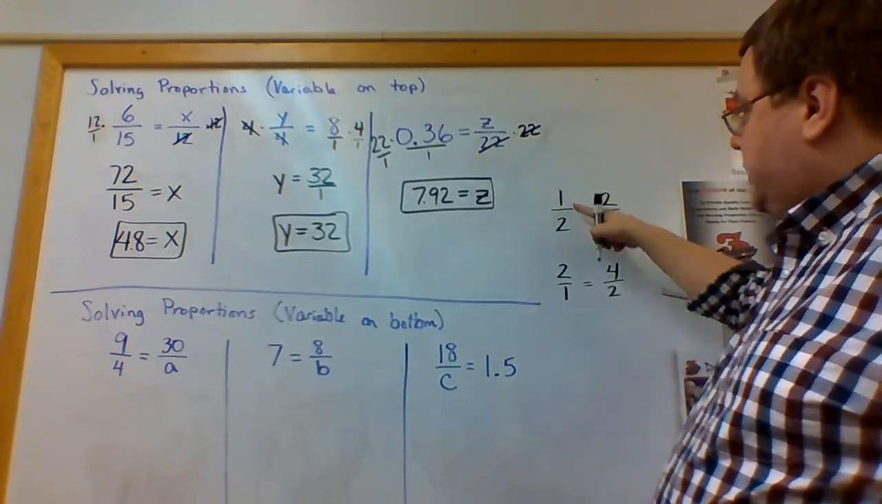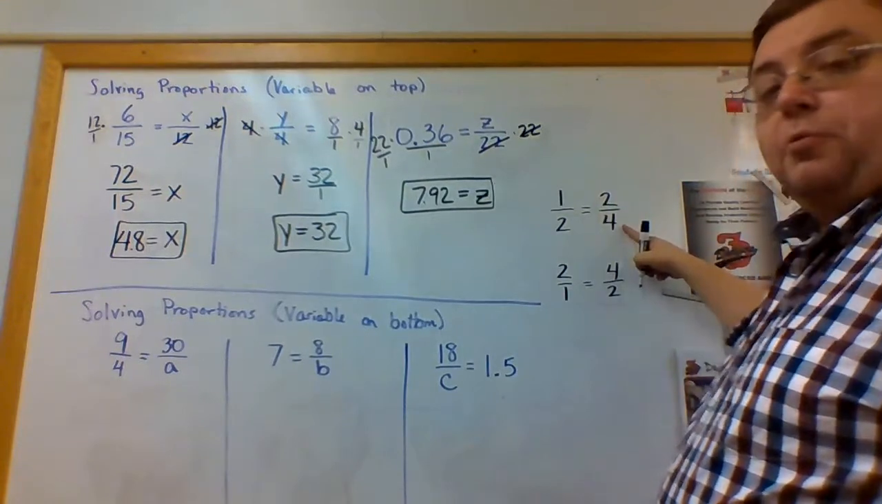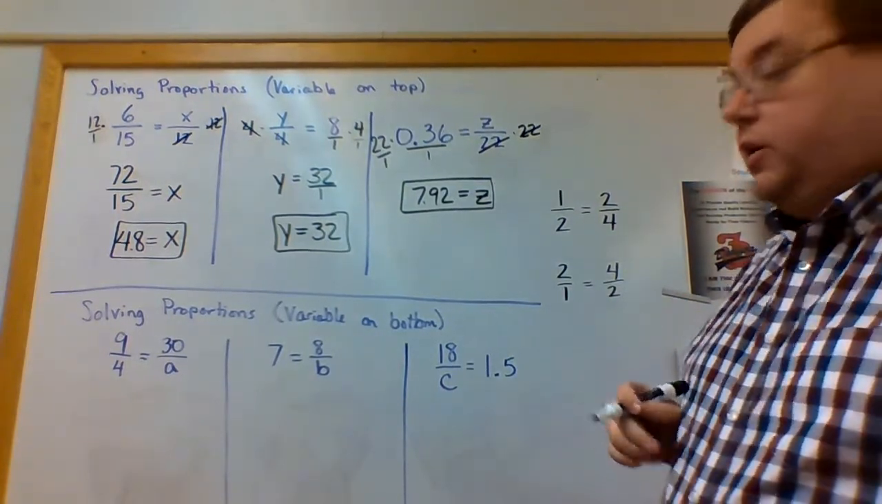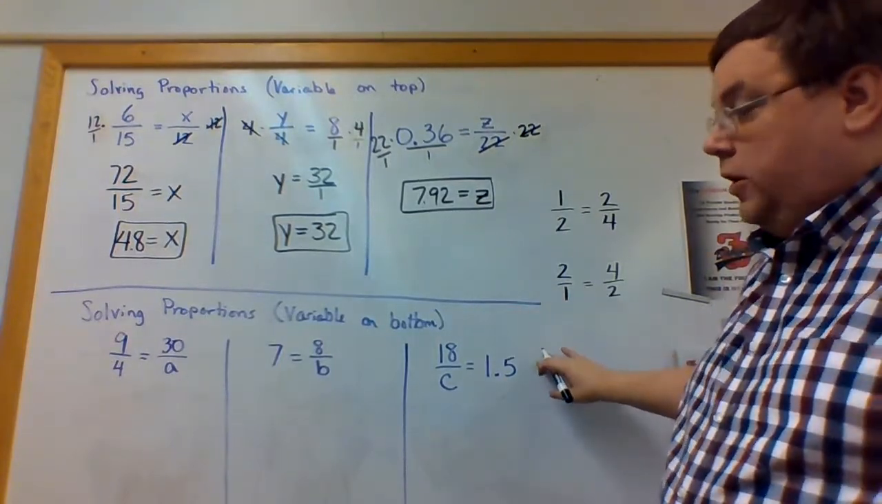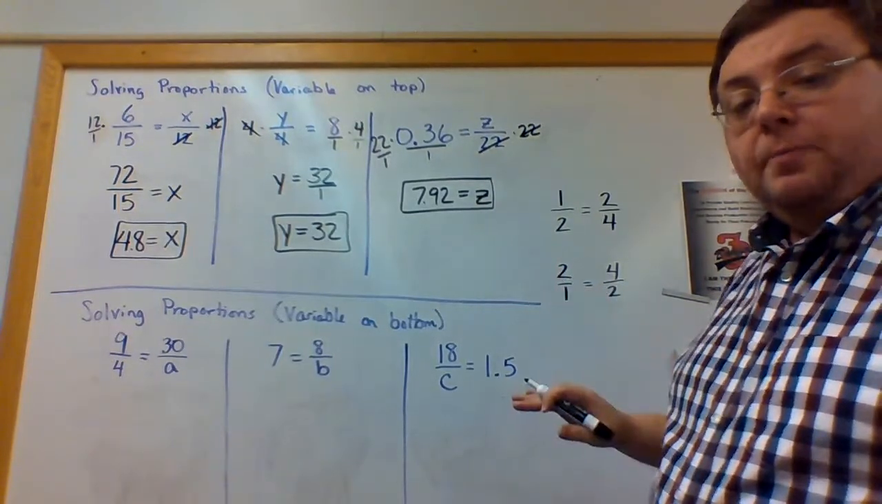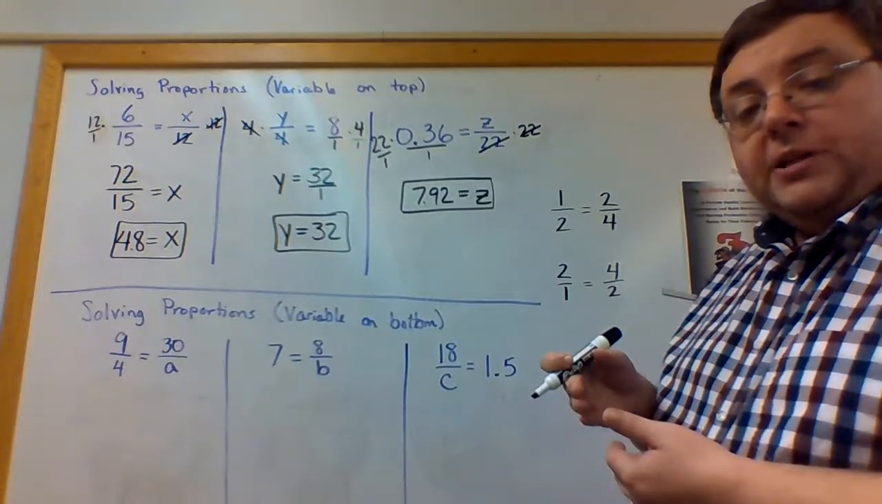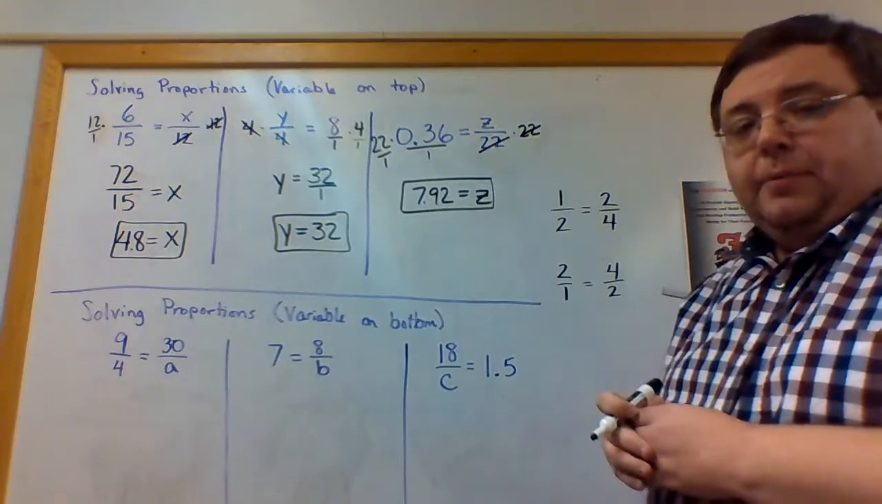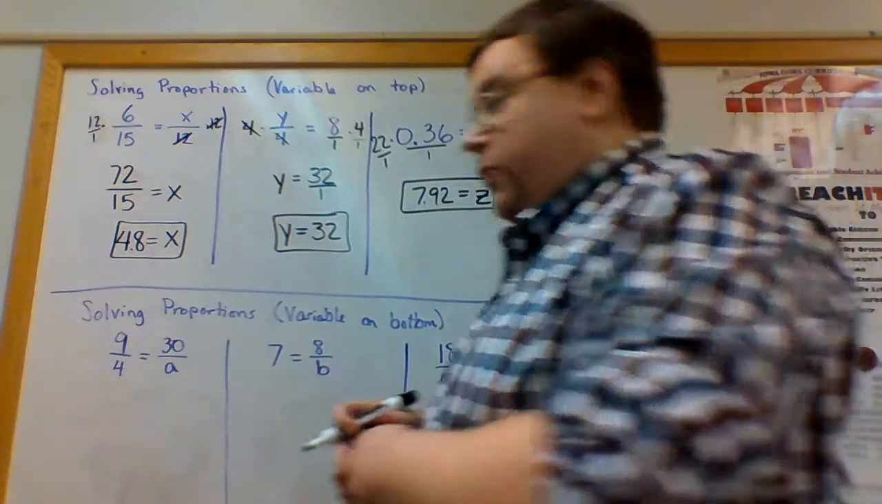So as long as I do the reciprocal of both sides of that proportion, I end up with a new equation that's true. So that's what we're going to do on all three of these down here: when the variable's on the bottom, we're going to make the reciprocal, flipping it upside down, which is going to allow us to solve it just like we did on the top. So let's start over here with this one.